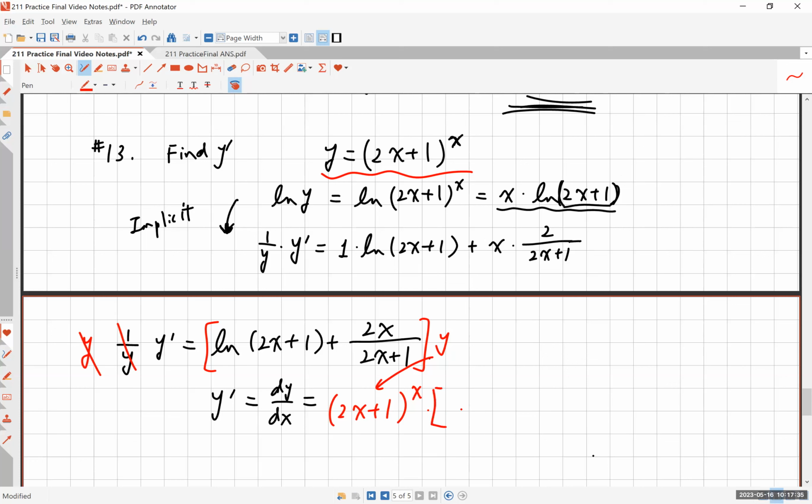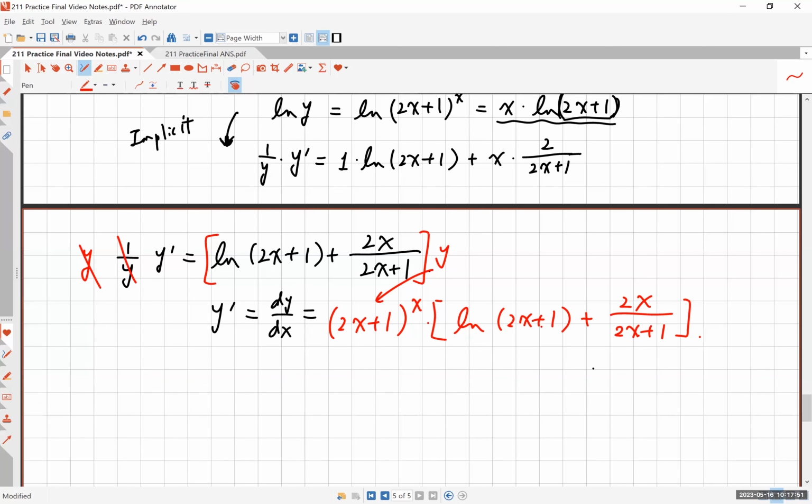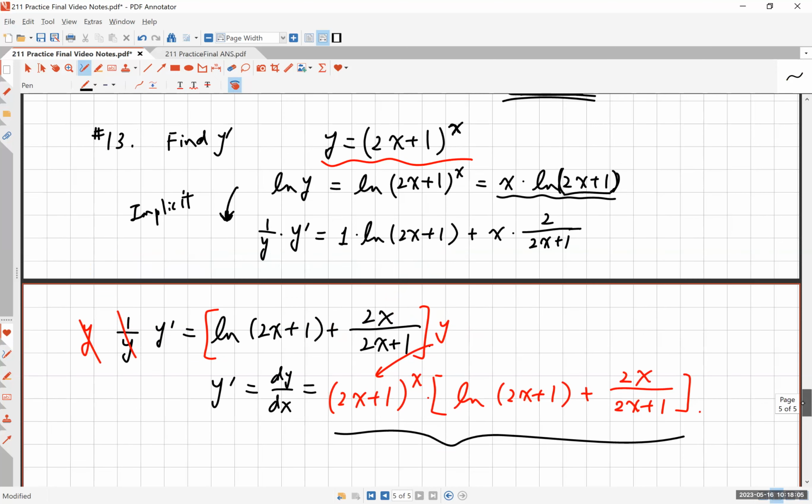And then multiplied by this enormous expression, the natural log of 2x plus 1 plus 2x over quantity 2x plus 1. Okay, now it sounds and it looks pretty bad, right? But don't let that intimidate you. If you are given any x, then you can find the derivative at this point by evaluating this expression. And that is a lot. You could do that only because you knew how to apply the natural log and implicitly differentiate both sides.